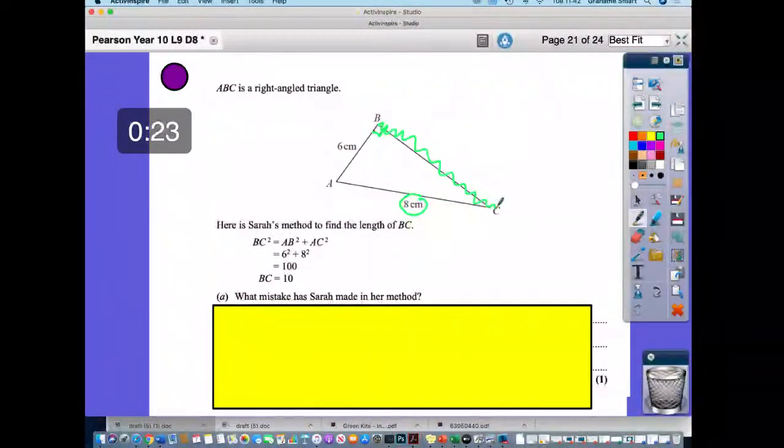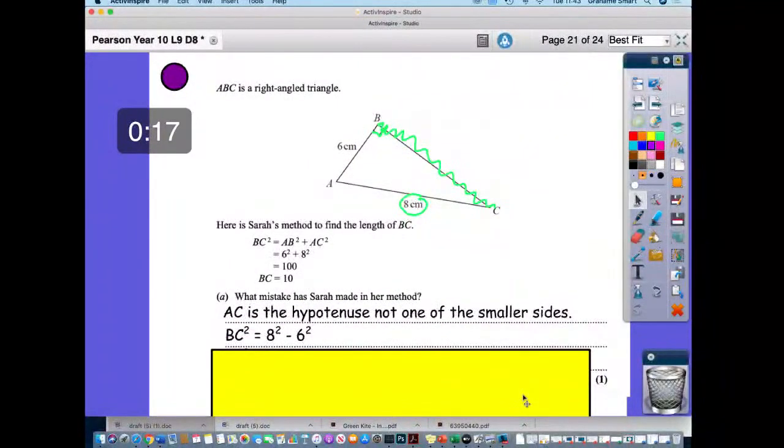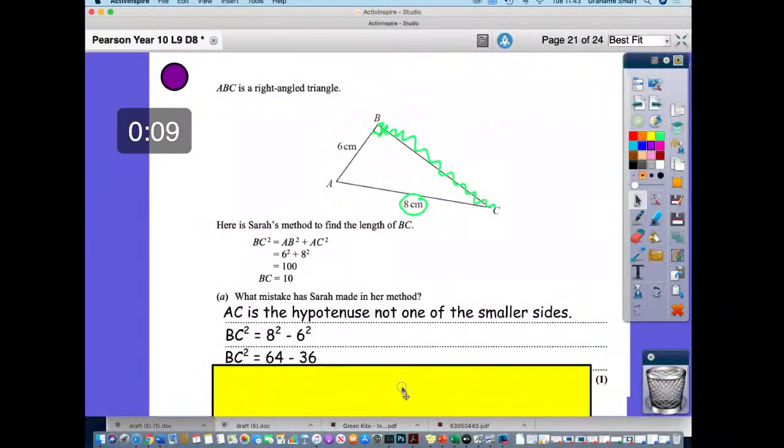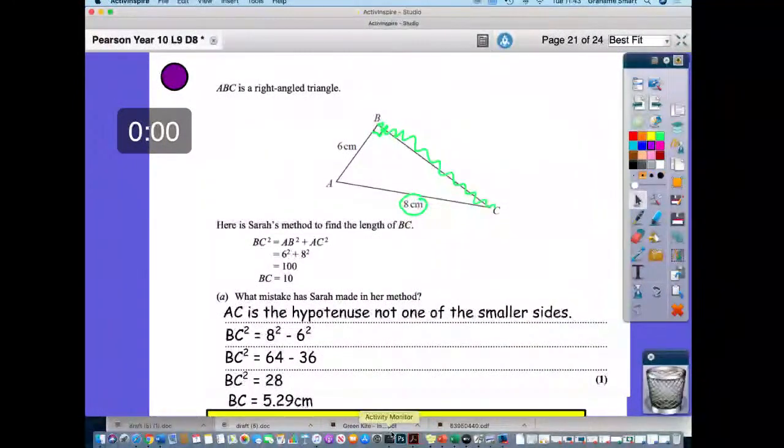And you can see here I've given my reason, and then I've actually calculated it properly. So it should have been BC squared equals the hypotenuse, which is 8. So it'd be 8 squared, subtract 6 squared, work through to give me BC squared is equal to 64, subtract 36. So BC squared equals 28, and the square root of that would be 5.29 centimetres to 2 decimal places. So I've said the reason why. I've said AC is the hypotenuse, not one of the smaller sides, and that's the mistake that Sarah had made in her method.